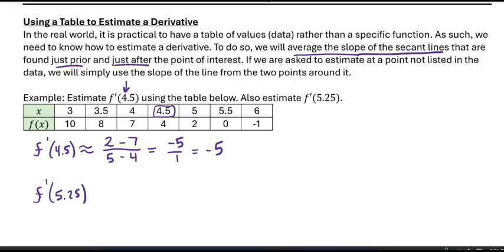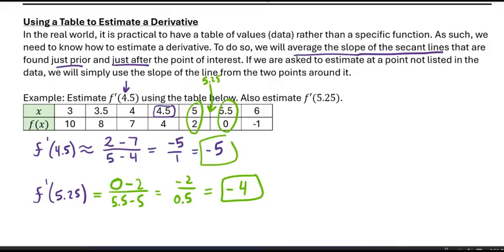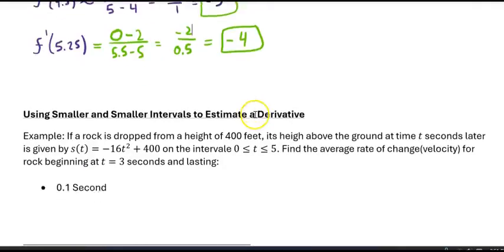Now that's not a value in the table, but if you had to imagine where it might live, it would live somewhere in here, right? 5.25 would be somewhere between 5 and 5.5. So we're just going to use those 2 points that live around it. And so we're going to do y2, which is 0, minus y1, which is 2, over x2 minus x1, and we get negative 2 over 0.5, which is negative 4. So those are our approximate derivative values.